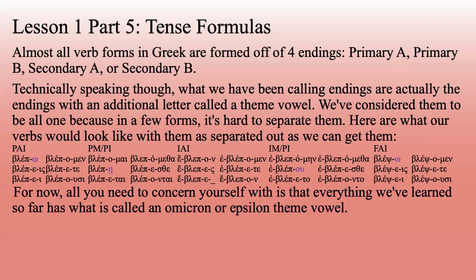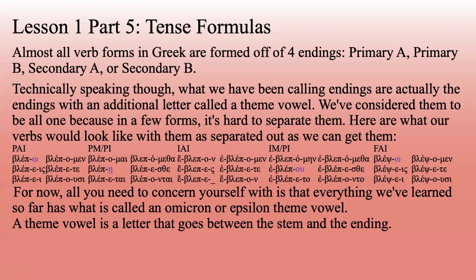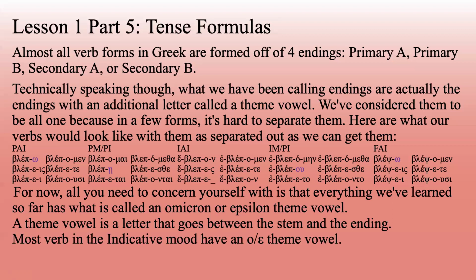So for now, all you need to concern yourself with is that everything we've learned so far has what is called an omicron or epsilon theme vowel. That's what it's called, a theme vowel. A theme vowel is a letter that goes between the stem and the ending. Now, we're considering it part of the ending for the moment, and that is perfectly fine, but just know that it's there. That's all that we care about, is knowing that it's there, because when we get to the aorist tense in a couple of lessons, it won't be there. So just knowing that this is here now will help us realize that it's not there when it's not.